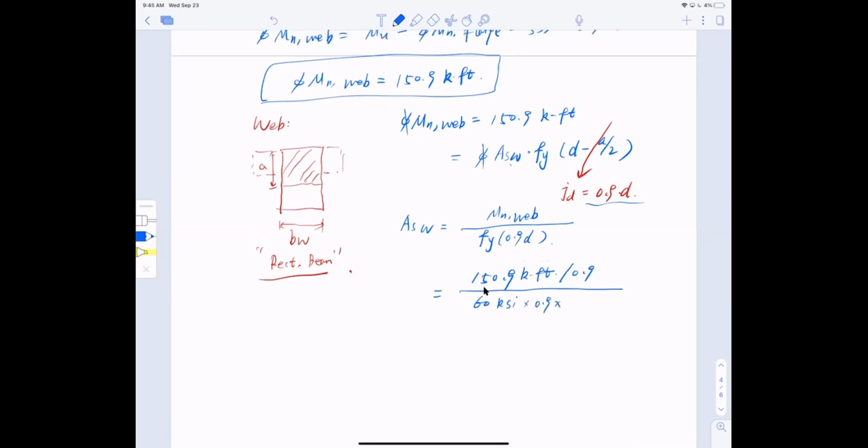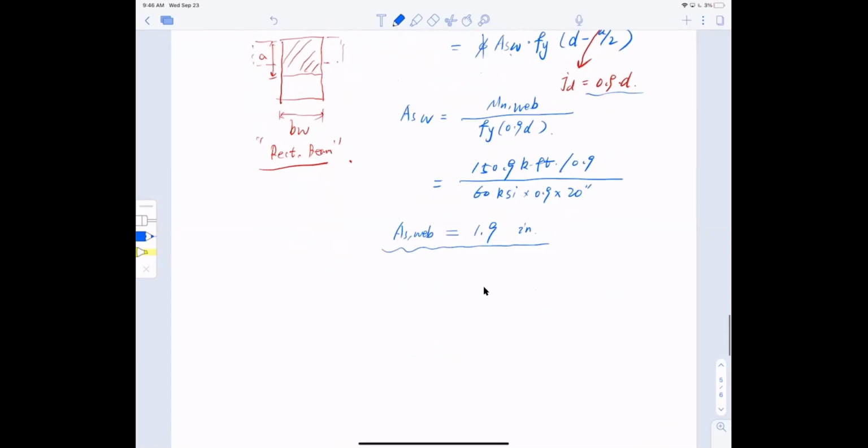So here's 0.9, a depth of 20 inches. All right, so I got this number approximately equal to 1.86 inch squared. Actually 1.9 inch squared. So that is the required steel for the web.